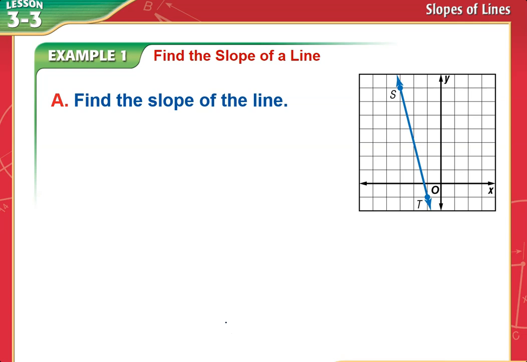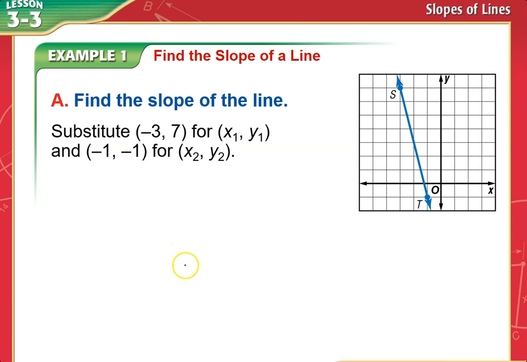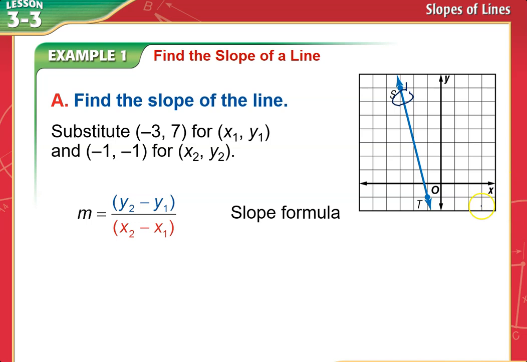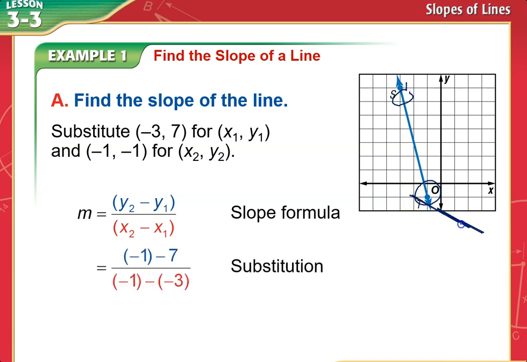Here we're finding the slope of the line. We have 2 points. We have point -3, 7, which is up here at S, and then we also have our other point here down at T. Okay? And we're doing a rise over run, y2 minus y1. So -1 minus 7 over -1 minus -3. We end up with -8 over 2 or -4. Final answer, -4.